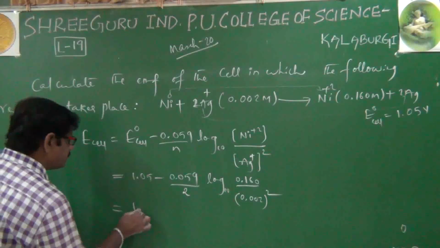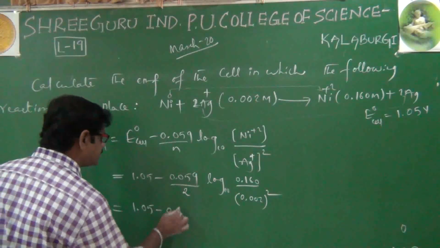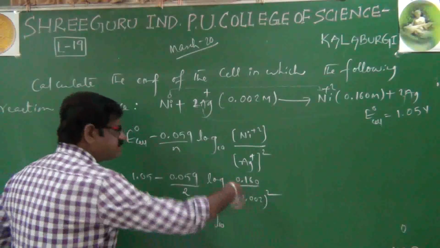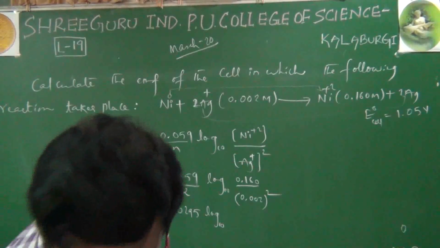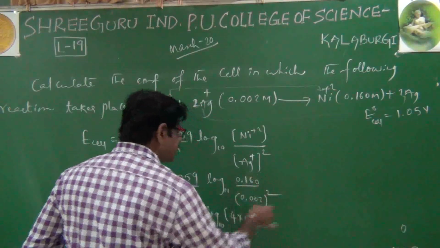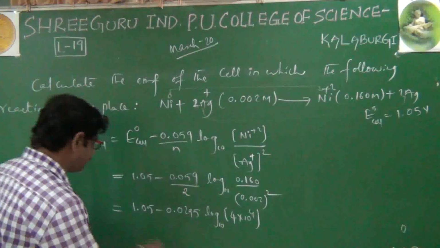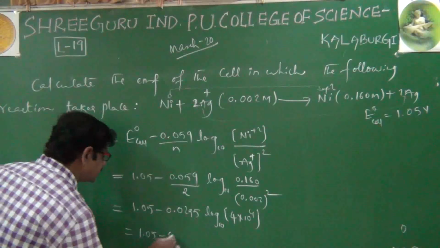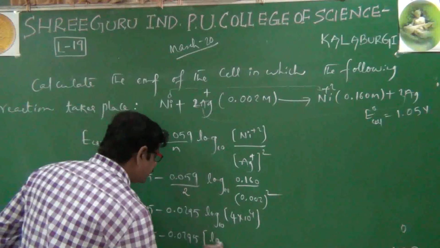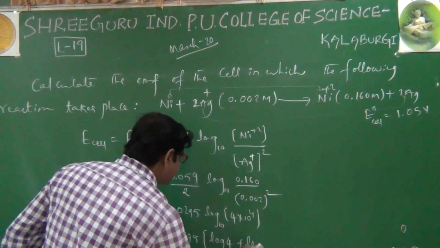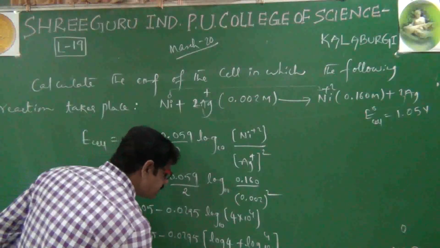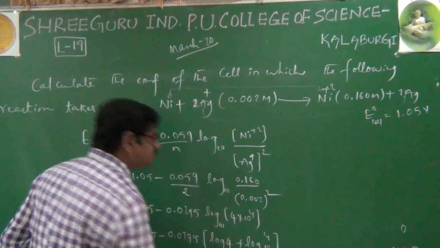That is equal to 1.05 minus 0.0295 log base 10, and if you simplify the entire value, you will get 4 into 10 to the power of 4. This is mathematical calculation; that is your job, you have to do that. So 1.05 minus 0.0295 log of m into n. Using the formula, log m n is log m plus log n, so log 4 plus log 10 to the power of 4, of course base 10, that is fixed.